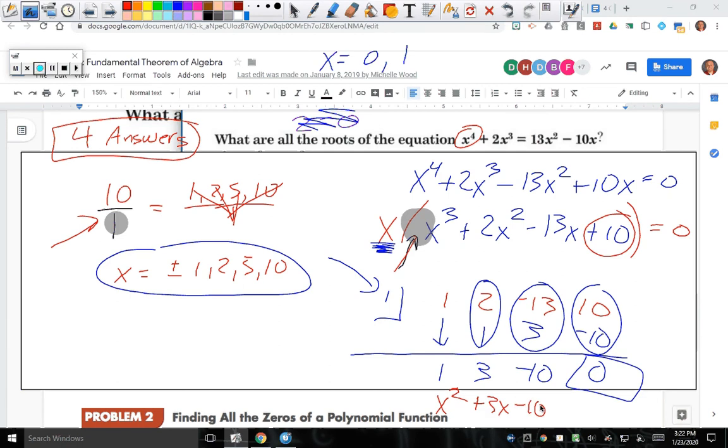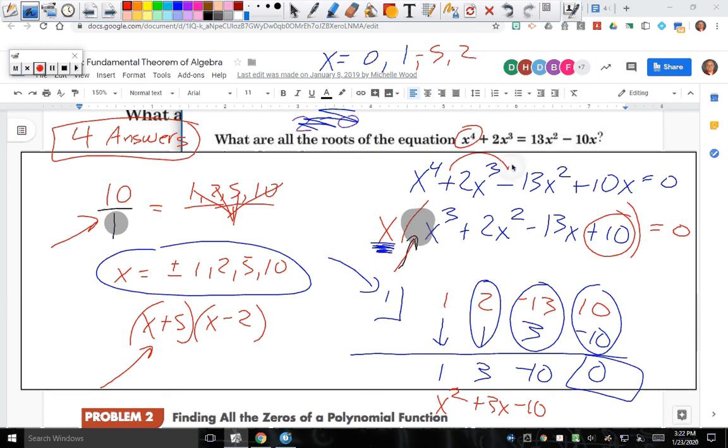Should I do the rational root theorem? No, we can factor this by hand. Some of you already know. What is it? x plus 5, x minus 2. What's this answer? Negative 5. And then? Now look, sign changes.